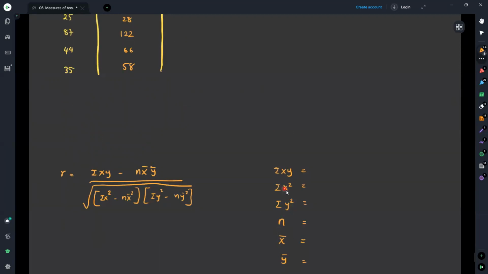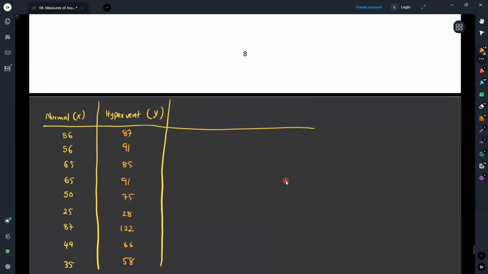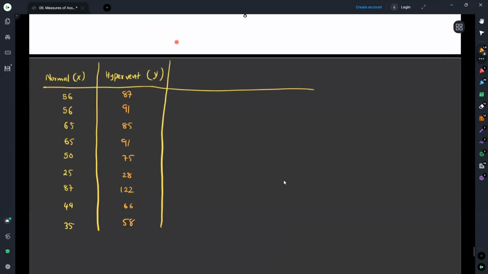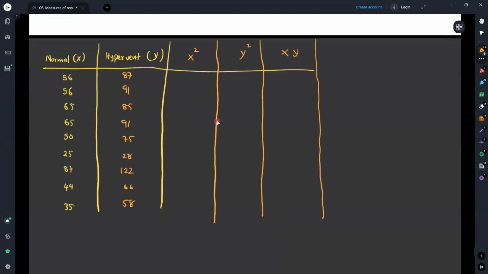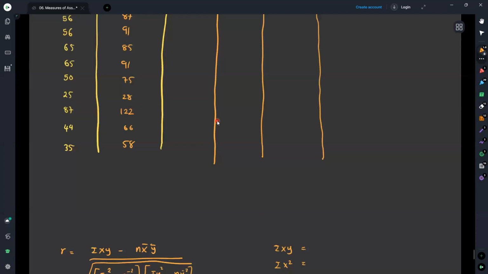To obtain the summation of x squared, we need the values for x squared. The next column can be created as x squared. And then thereafter, I will create a column for y squared, and the next column I'm taking as xy. Therefore, these are the columns that we need to create, and at the end of each column, I will create the summation.